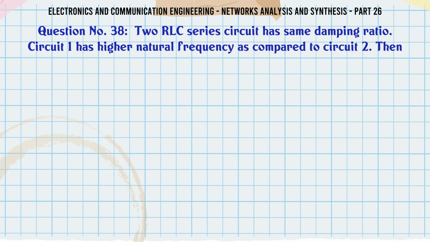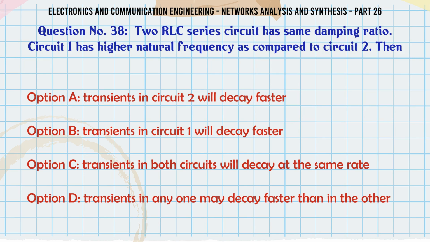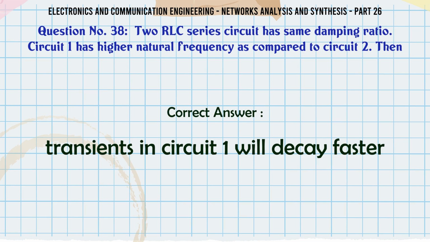Two RLC series circuits have the same damping ratio. Circuit 1 has higher natural frequency as compared to circuit 2. Then A. Transients in circuit 2 will decay faster. B. Transients in circuit 1 will decay faster. C. Transients in both circuits will decay at the same rate. D. Transients in any one may decay faster than in the other. The correct answer is transients in circuit 1 will decay faster.